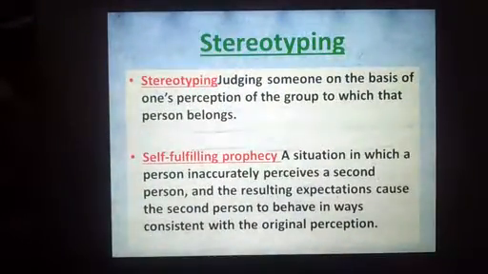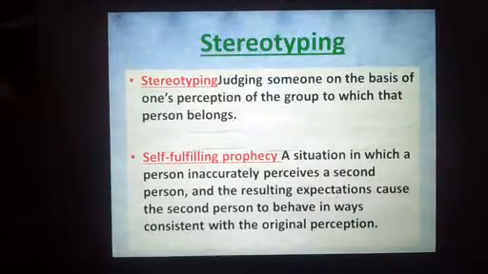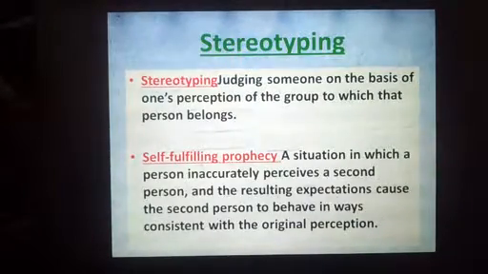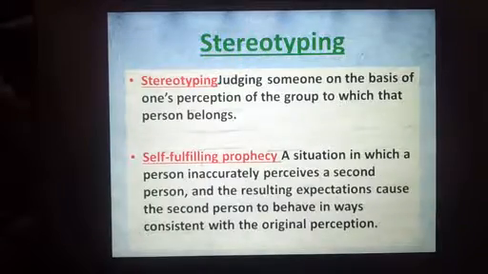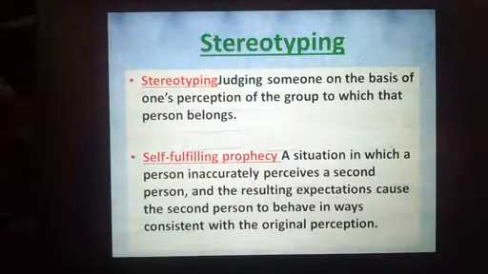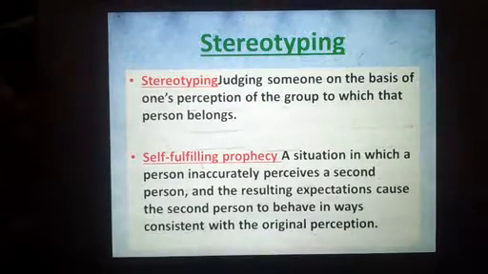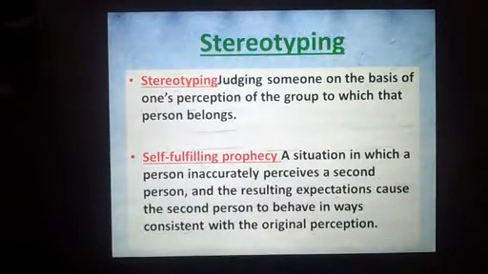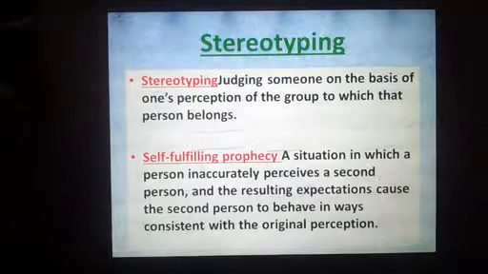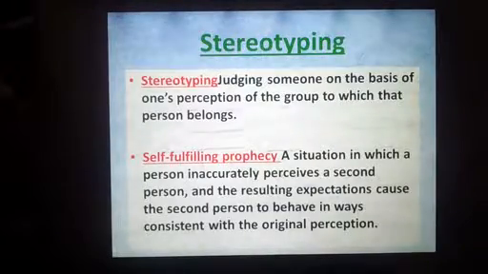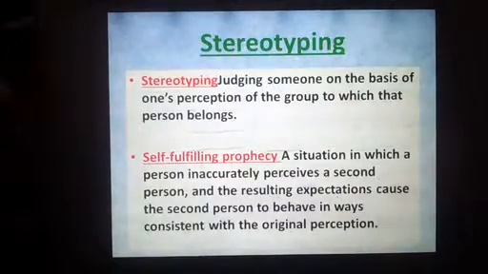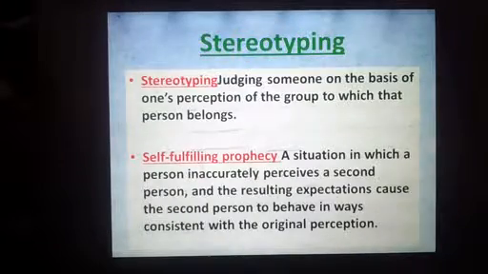Stereotyping. What is stereotyping? An important concept regularly being asked in most of the competitions. Judging someone on the basis of one's perception of the group to which that person belongs is stereotyping. Then you have self-fulfilling prophecy. A situation in which a person inaccurately perceives a second person and resulting expectations cause the second person to behave in ways consistent with the original perception. An important key point to jot down.